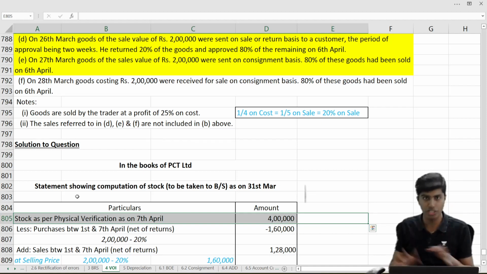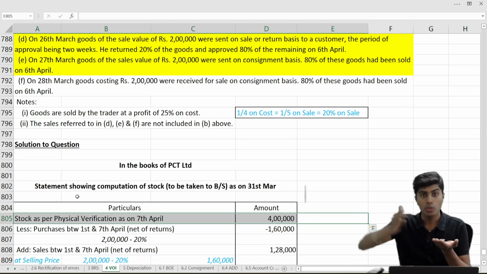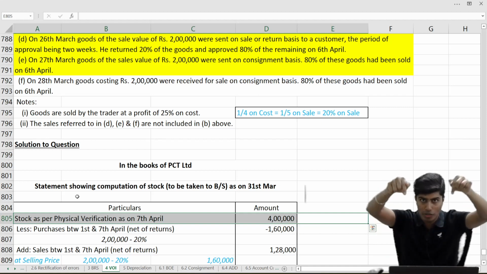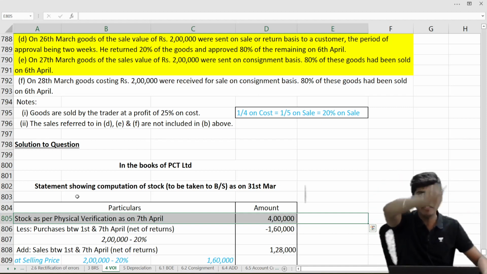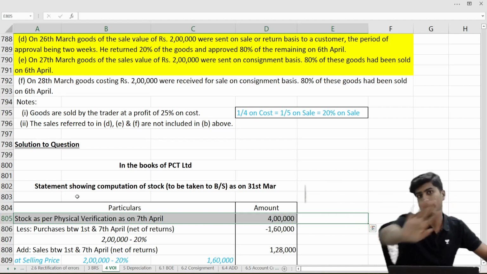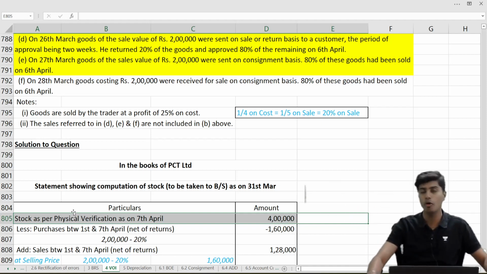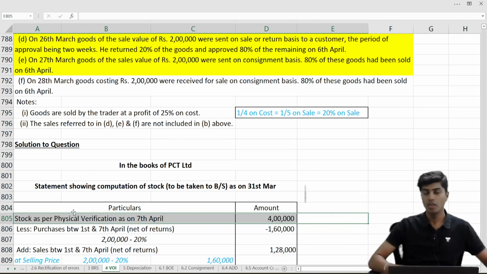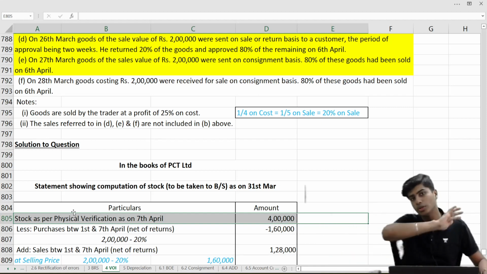I only have possession. I don't own it. 80% of the stock is sold. 20% of the stock is remaining on 7th of April in my godown. Because 20% of the stock is remaining, when the physical verification is done on 7th of April, that 20% is included. So this 4 lakh, which is our starting point in determining stock on 31st of March, includes such 20% of 2 lakh stock received on consignment, which is not part of our stock. So we should eliminate it.